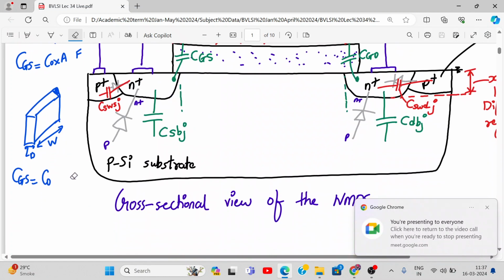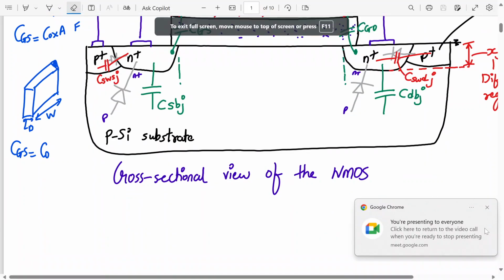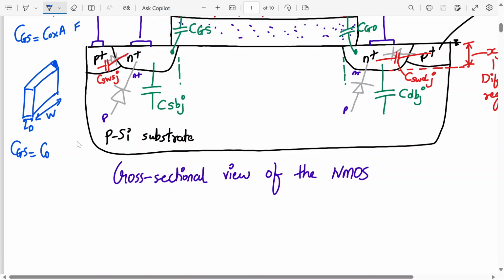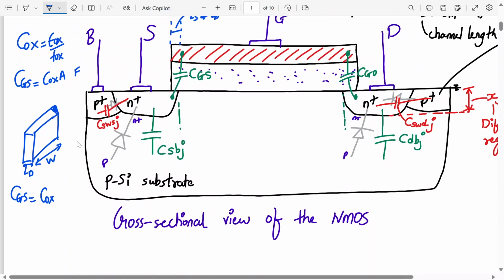What will be the area of this strip? Come on, tell me. How will I understand whether you are following or not? W into LD, yes, W into LD or LS. So that's correct, CGS. And similarly CGD will be Cox into W into LD, which is the area.